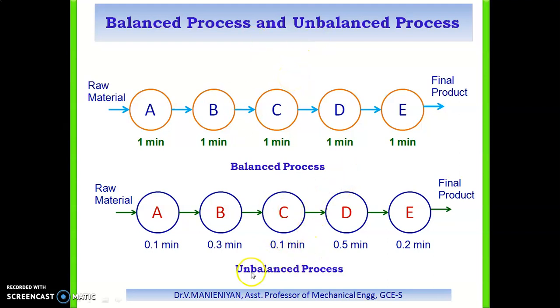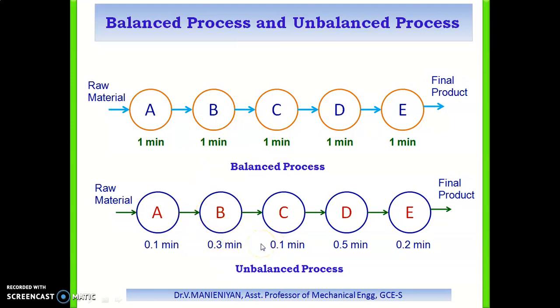The next one is called an unbalanced process. Similarly, it has 5 different operations, from raw material to finished product, with different times. In actual practice, the operation time will not be the same at all stages. Instead it varies in length across the line. Some machines take a higher time and some take a lower time. This is known as an unbalanced production line.